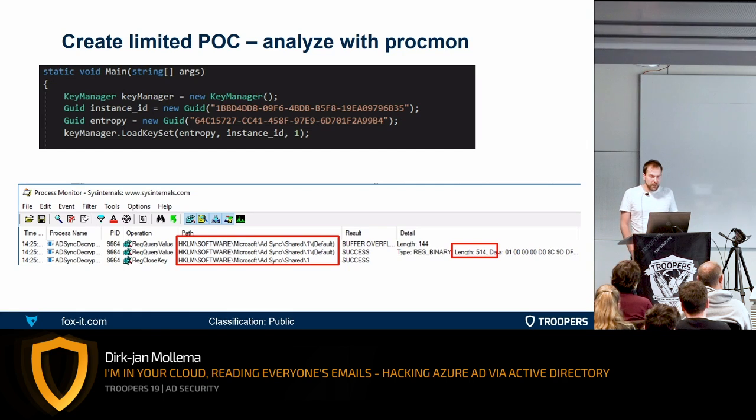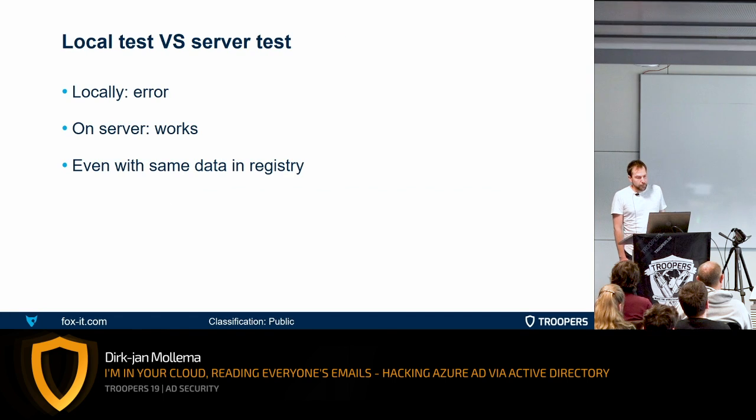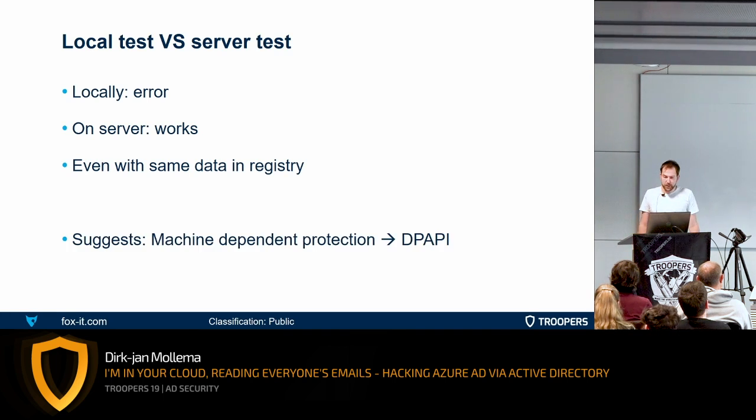And since I didn't like to compile my proof of concept every time, then transfer it to the server, run it there, and debug it, I decided to copy over the registry keys to my local machine so I could see what happened. And that didn't really work out, because locally it gave an error all the time, while on the server it worked even with the same data present in the registry. So this suggests that it's using some kind of protection that depends on the machine.